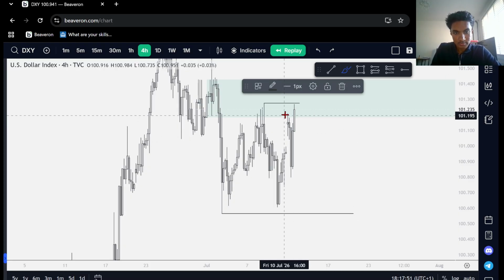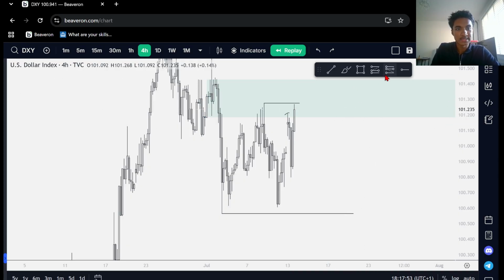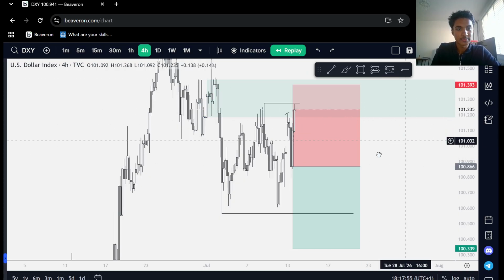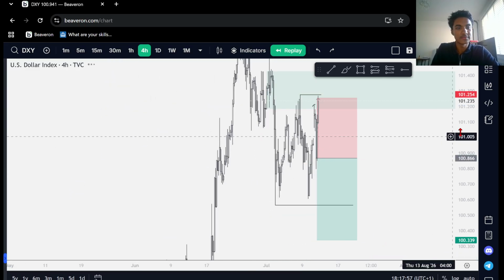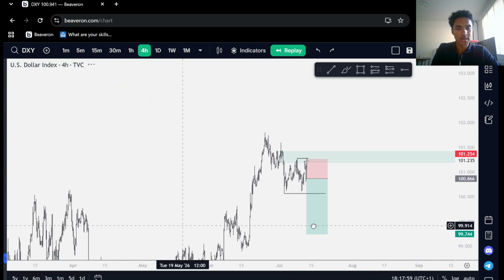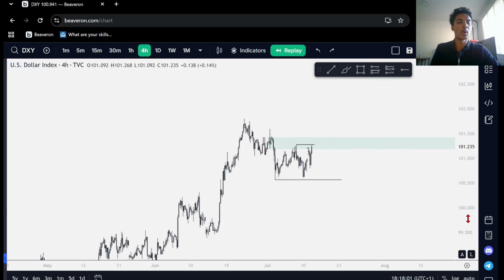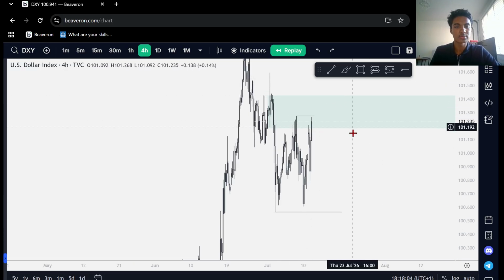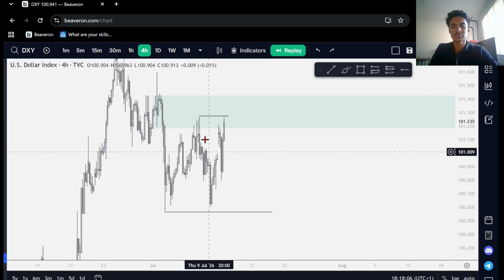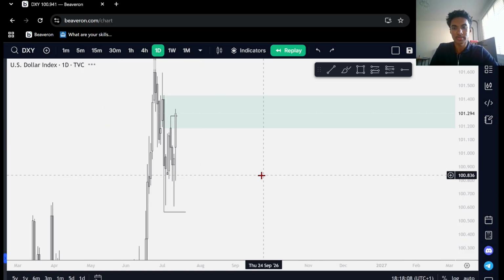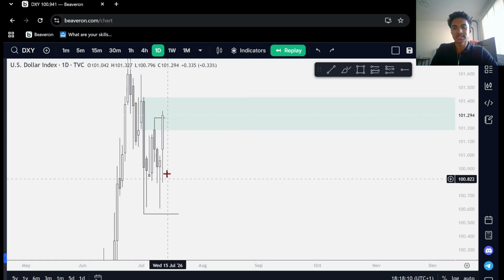Now, he took his trade, and obviously, he got absolutely finished. I don't know where he was going to target. He got absolutely finished. But why is that? The reason being is simple. Because we're stuck in this range. We're stuck in this range full of chop, as you can see.